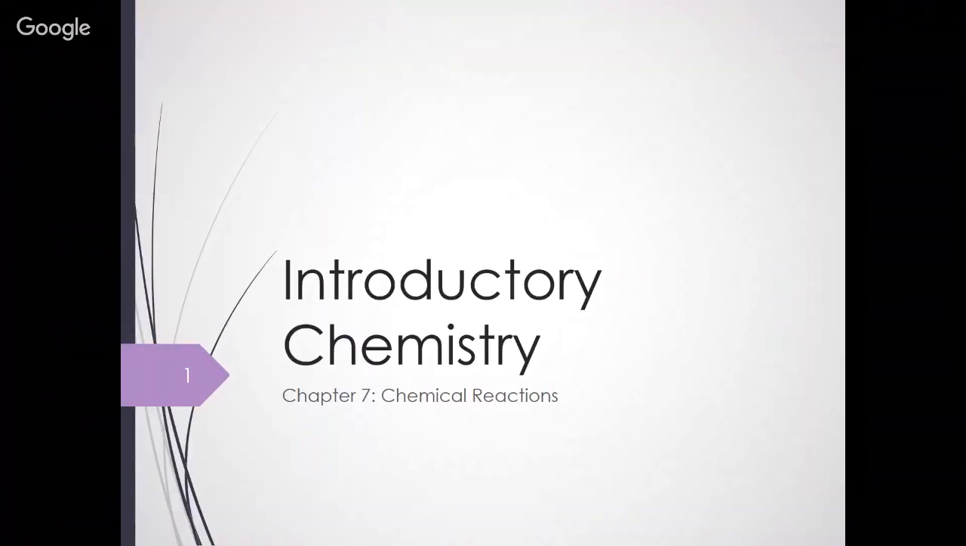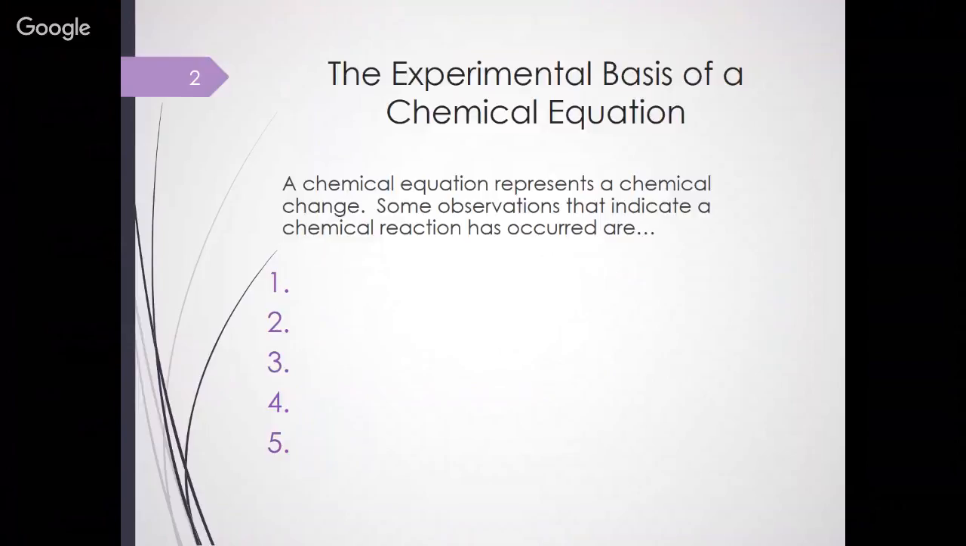Chapter 7, Chemical Reactions. So what are some ways that we can observe that a chemical reaction has actually taken place?